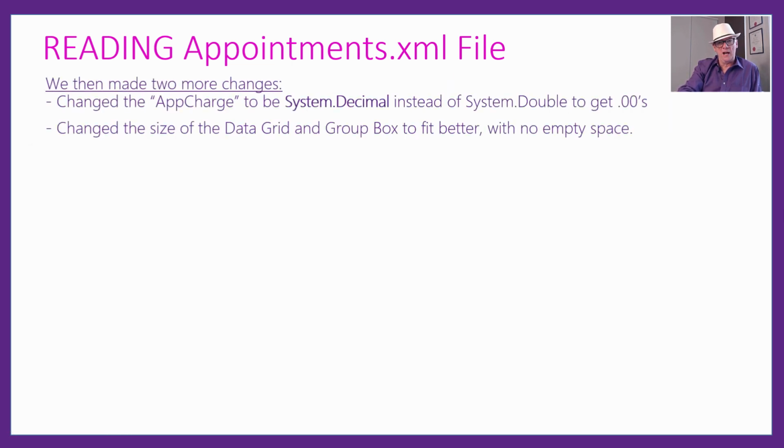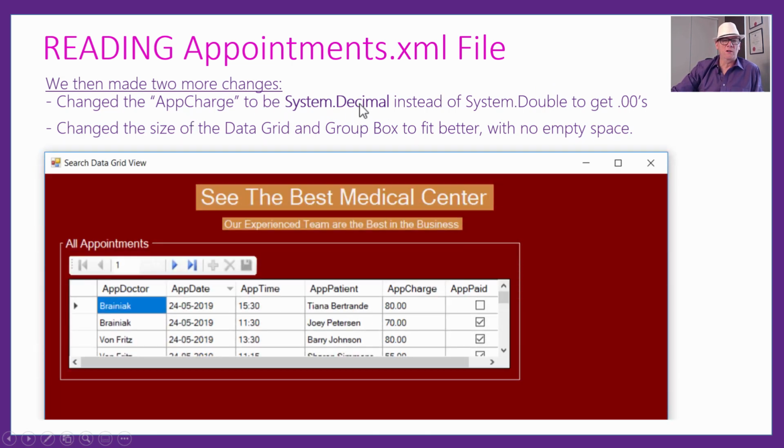If we go back to our DS users again and check out the fields, instead of system string, make the app charge, I think we had system double or something on there, make it system decimal, and then you'll get the 2 zeros showing. And we just messed around with the size of the data grid in the group box. And now it's showing 80.00, 70.00. So that's really obvious there that that's money. So that's looking a lot better. And that's done. So that's great.